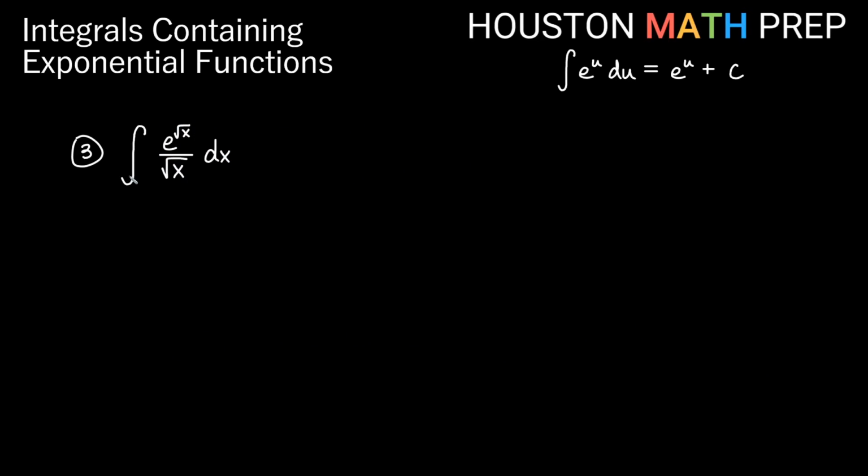For our next one here, integral of e to the square root x over square root x. It sure does look to me with a square root x here and a square root x here that u equals square root x is probably a good bet one way or the other, right? We'll just have to see how this unfolds.